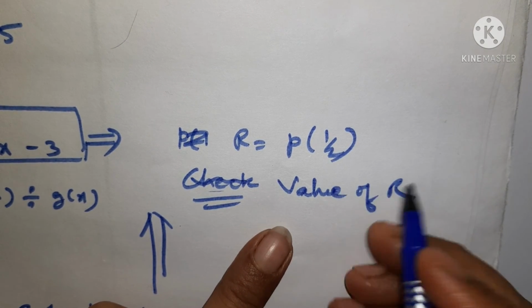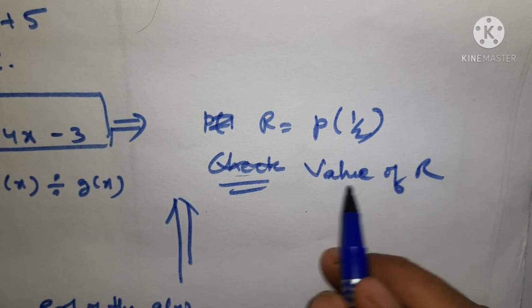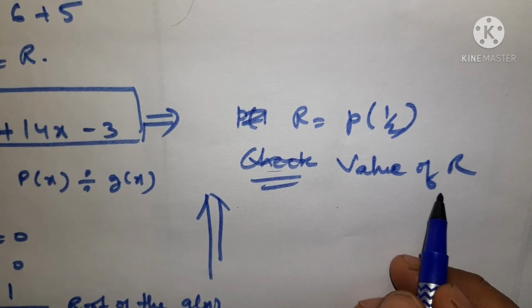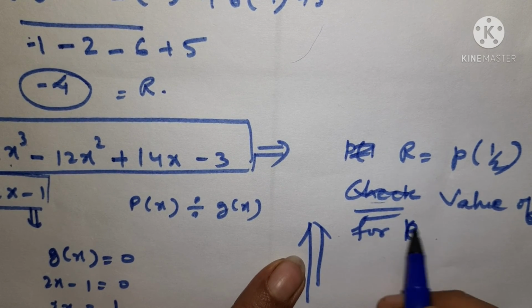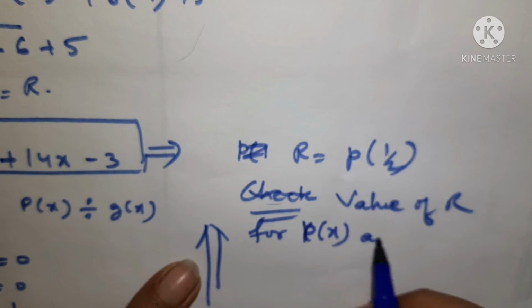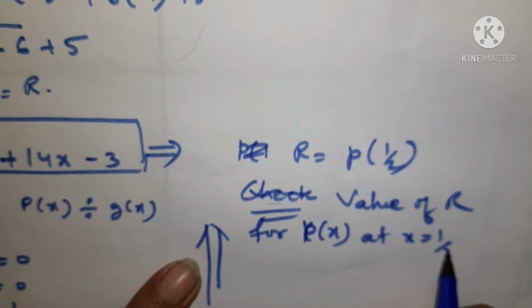Now we are going to find the value of r. The value of r means the value of the remainder for this p(x), for p(x) at x equal to half.